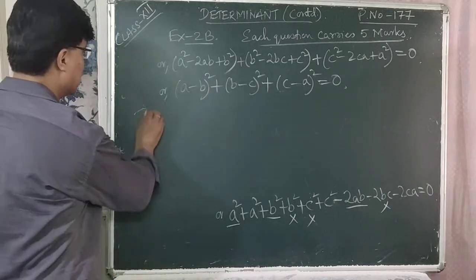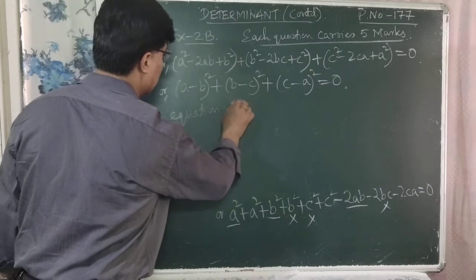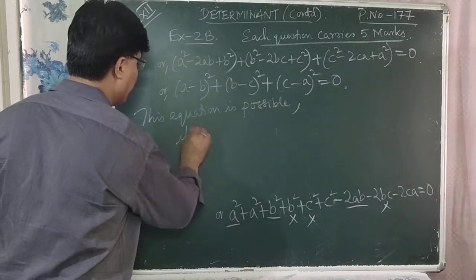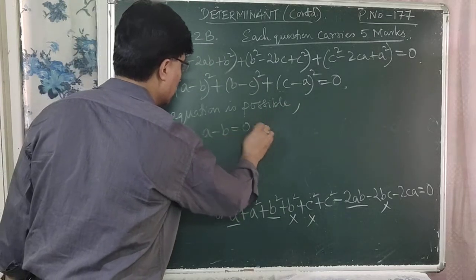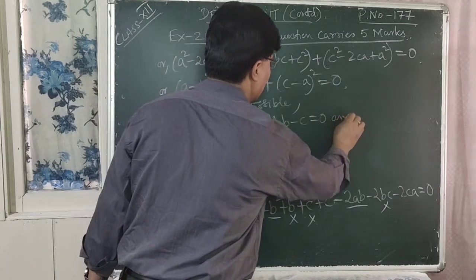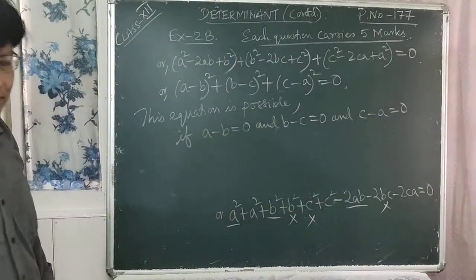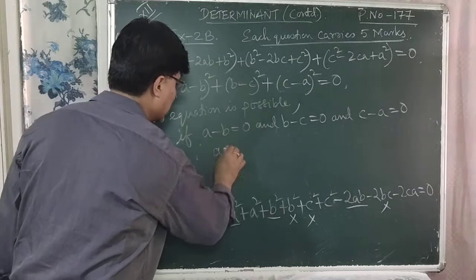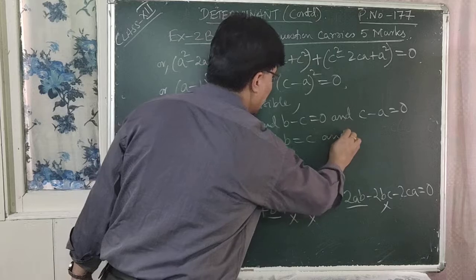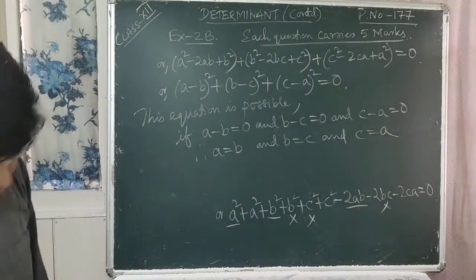Okay, so you write this equation is possible if a minus b is equal to 0 and b minus c is equal to 0 and c minus a is equal to 0. Is that clear? So from here we get a is equal to b, and from here b is equal to c, and minus a is taken to the right hand side, so it is c is equal to a.